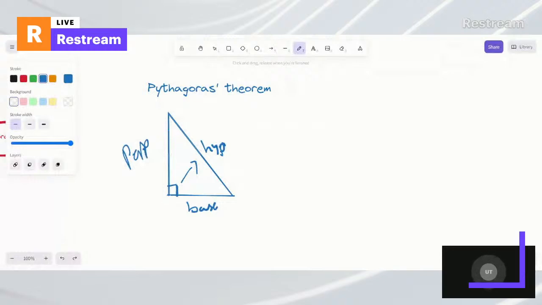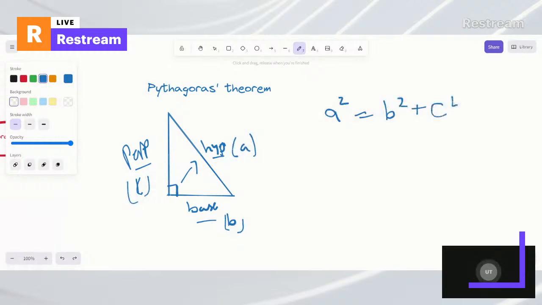A scientist named Pythagoras came up with a pretty simple solution to incorporate all of these sides. He came up with a conclusive equation. Let's say hypotenuse is A, base is B, and perpendicular is C. He said the hypotenuse squared is equal to the sum of the squares of both the other sides. This is essentially what the Pythagoras theorem states.